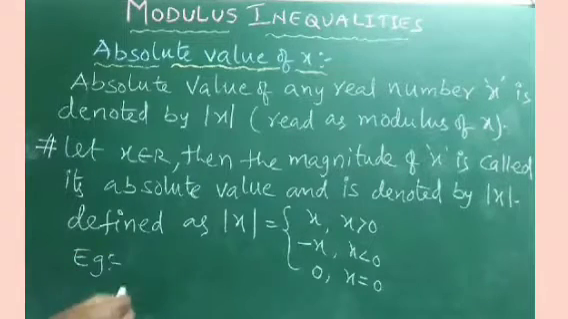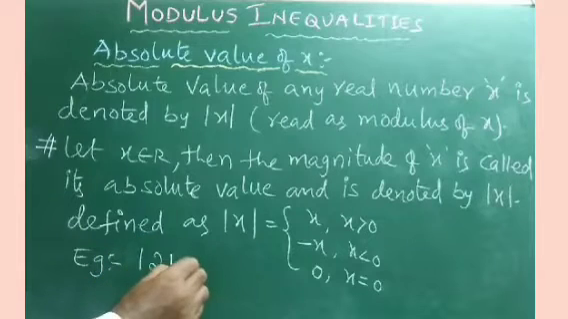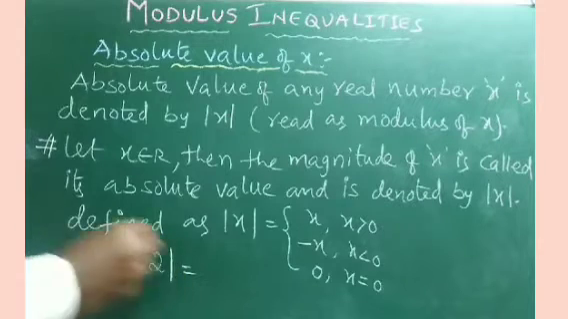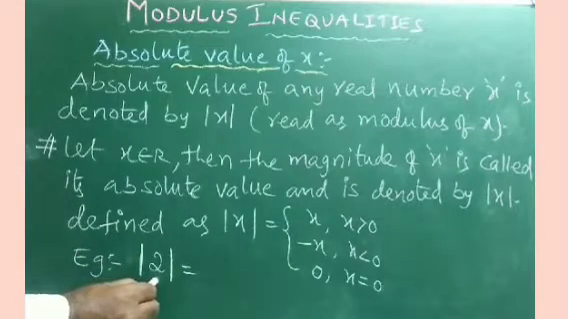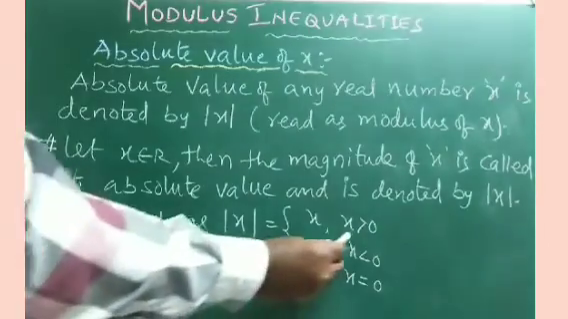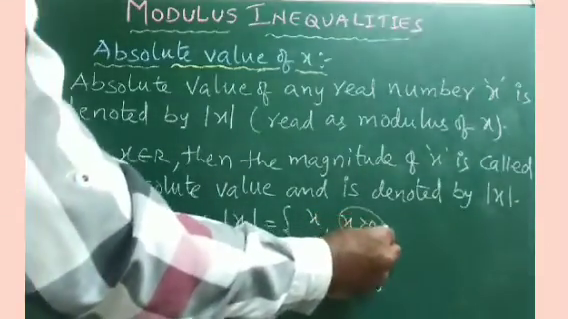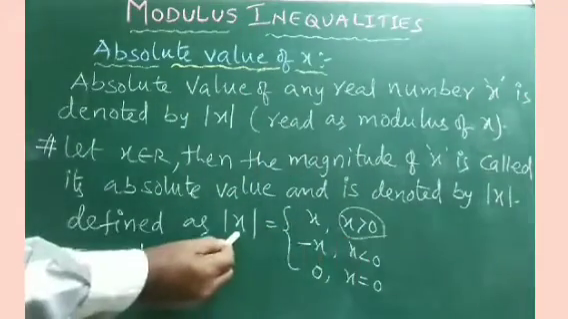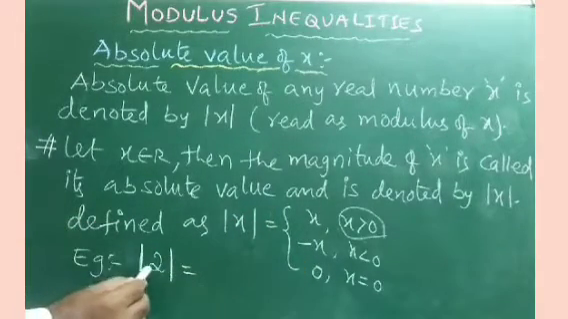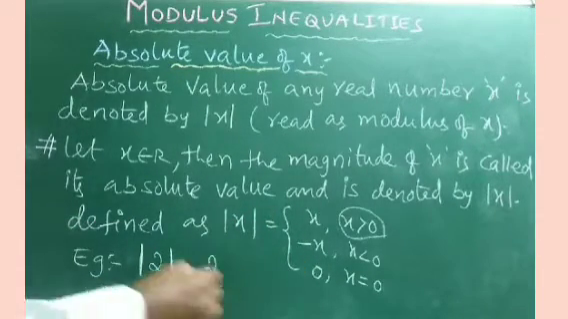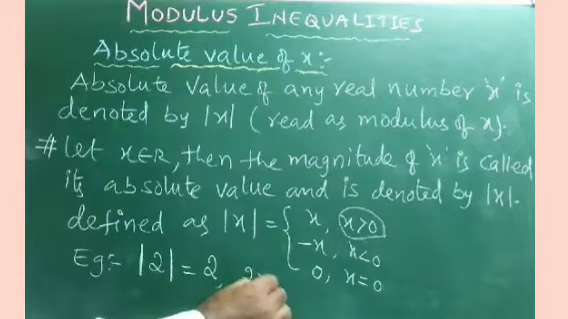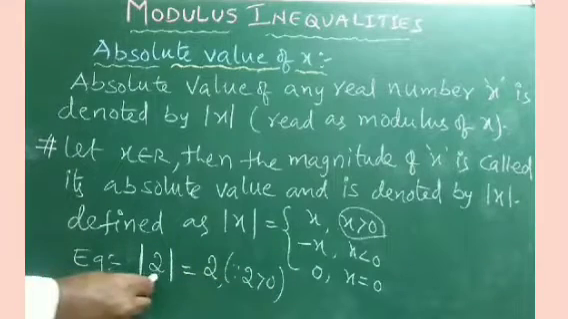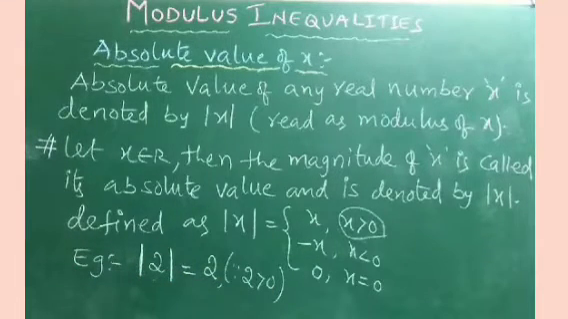For example, I want to find the absolute value of 2, that is modulus of 2. What is x here? It is 2. So 2 comes under the category of a positive number. Hence if x is greater than 0, modulus of x is x. I mean modulus of 2, I can write as 2, because 2 is greater than 0. Since 2 is a positive number, modulus of 2 is equal to 2.